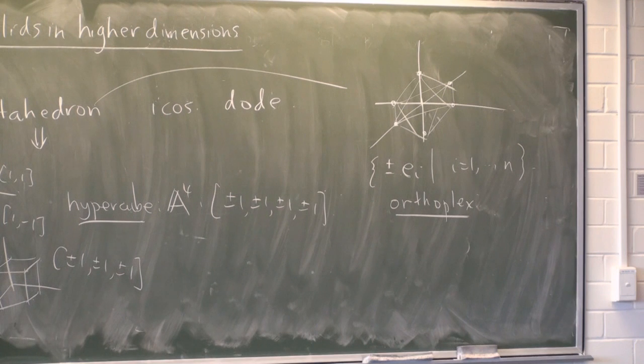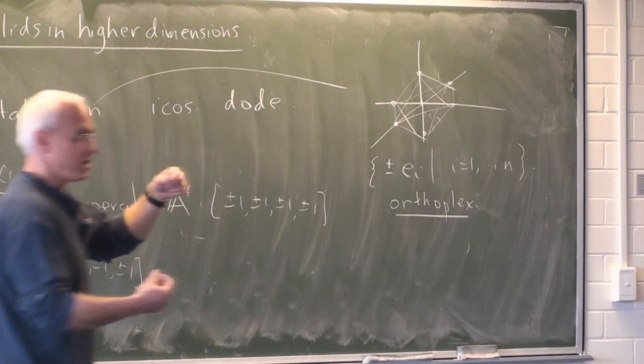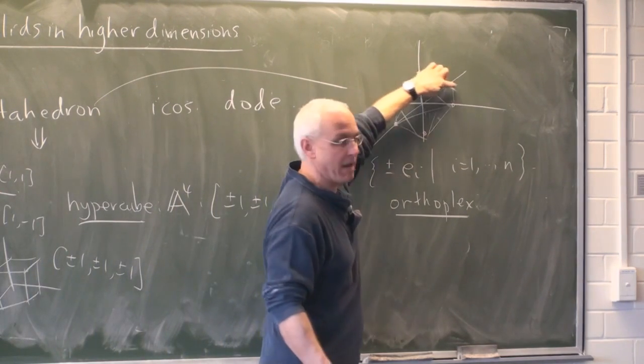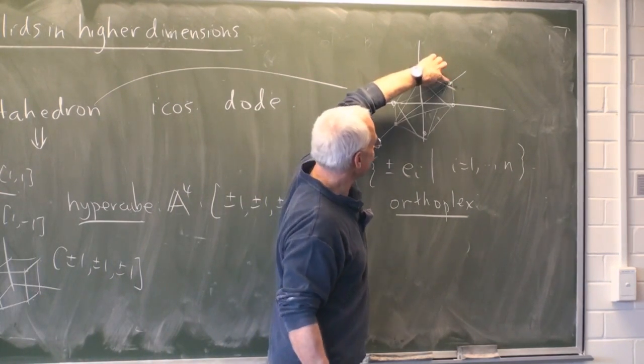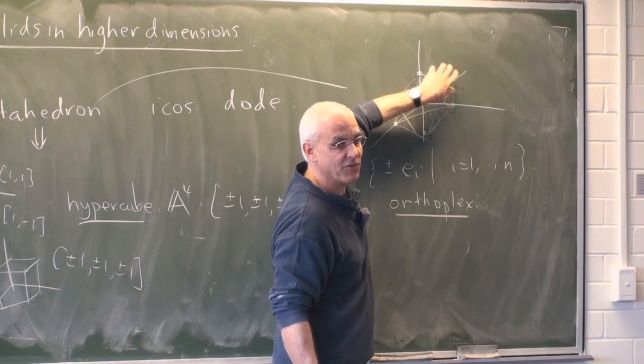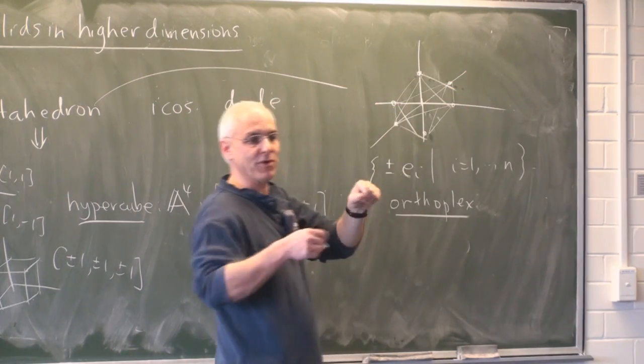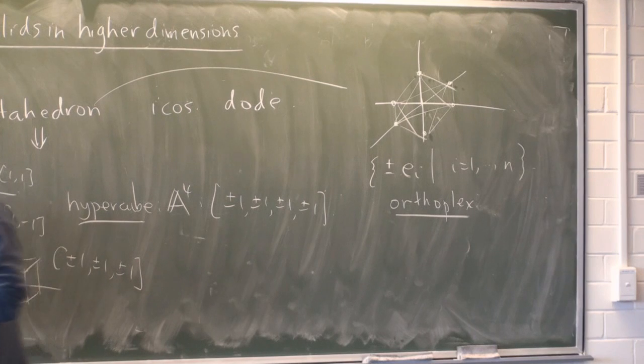Well, it's not an adjacent vertex. So you just join the nearest neighbor ones. This distance is less than that distance. So you join the ones that are closest to it. So all but the opposite ones. And you can check that in general the hypercube and the orthoplex are dual in exactly the same way that the cube and the octahedron are dual.